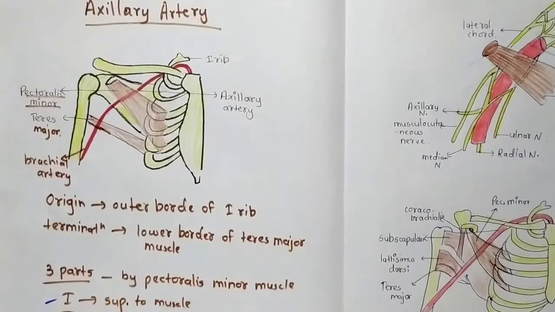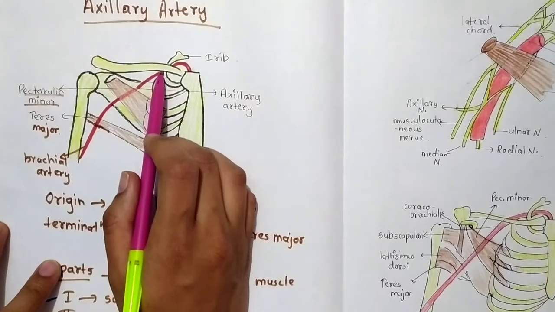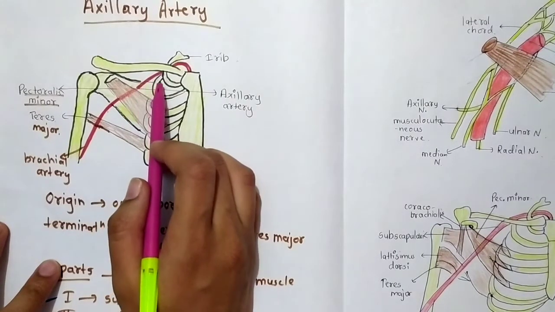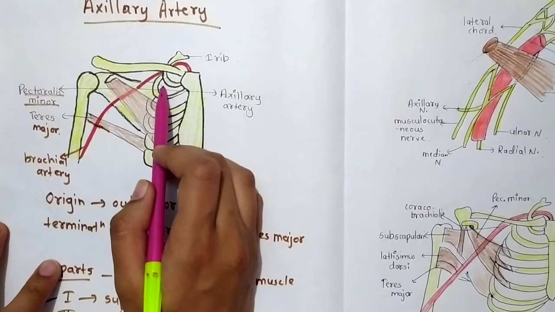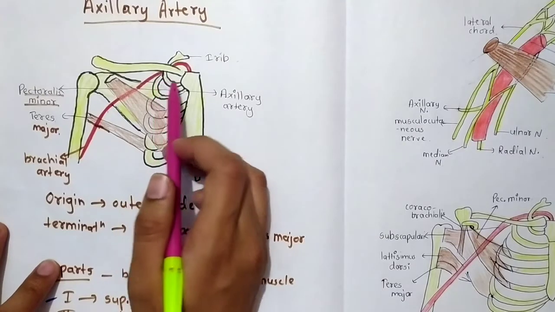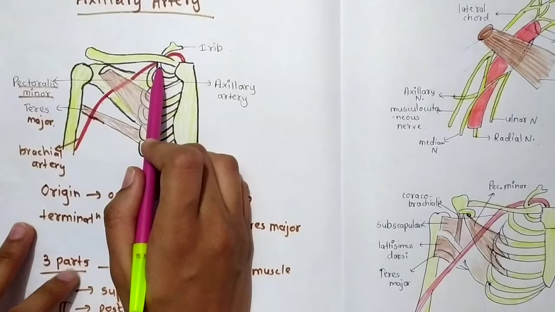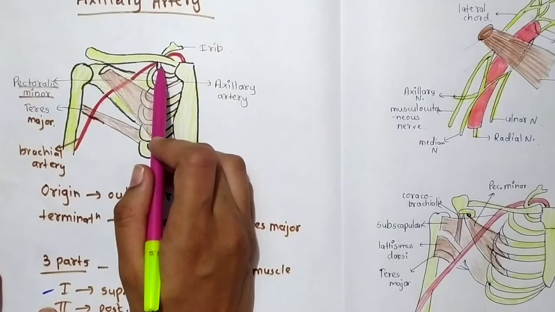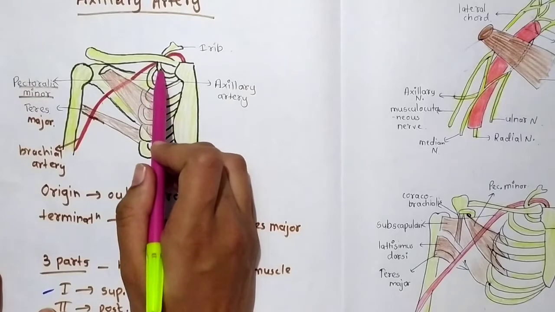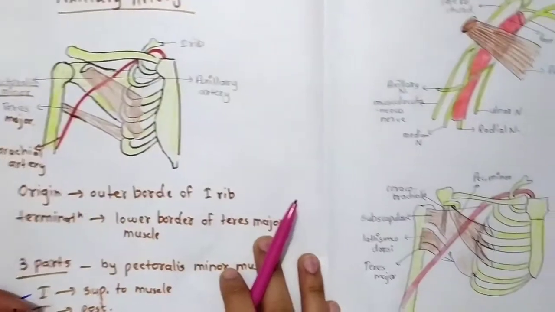In this diagram you can see the posterior relation. This is the first part of the axillary artery, and this is the first rib and second rib. This is the first intercostal space, the space between the first and second rib, so it is in the posterior relation. Also from the ribs there is the serratus anterior muscle originating, so the first and second digitation is also in the posterior relation.